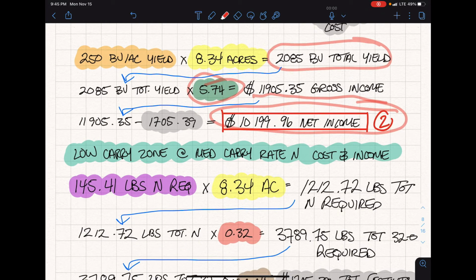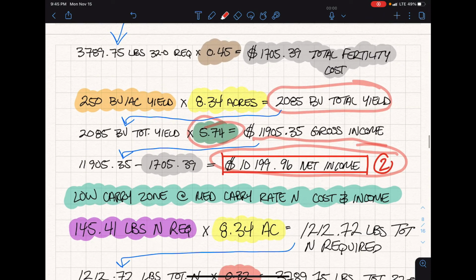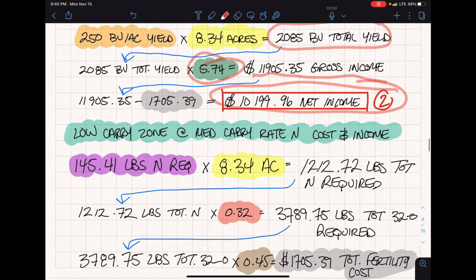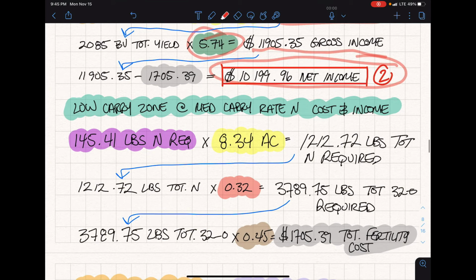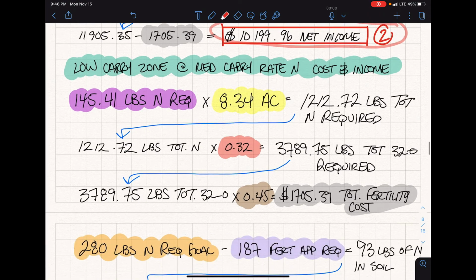Okay, so now that we've got those two done, we will move down to the low carryover zone where we're going to need a little bit more math. So all the application rate is going to be the same. We're going to put down 145.41 pounds of N across 8.34 acres, giving us a total of 1,212.72 pounds of total N required. We carry that number down and divide it by the total amount of pounds of N in 1 pound of 32O, or UAN 32.